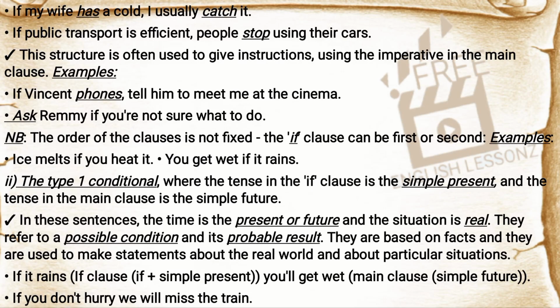2, the type 1 conditional, where the tense in the if clause is the simple present, and the tense in the main clause is the simple future. In these sentences, the time is the present or future and the situation is real. They refer to a possible condition and its probable result. They are based on facts and they are used to make statements about the real world and about particular situations. Examples, if it rains, if clause, if plus simple present, you'll get wet, main clause, simple future.